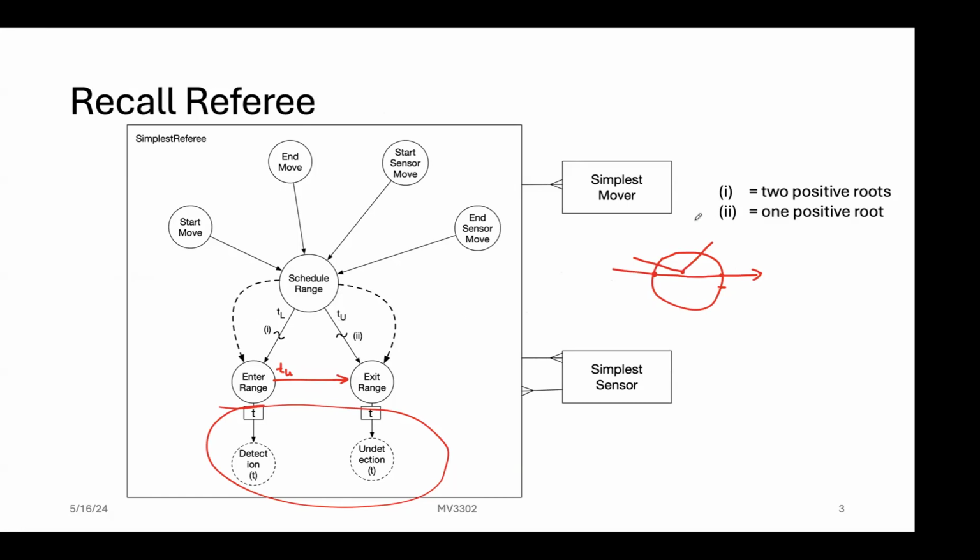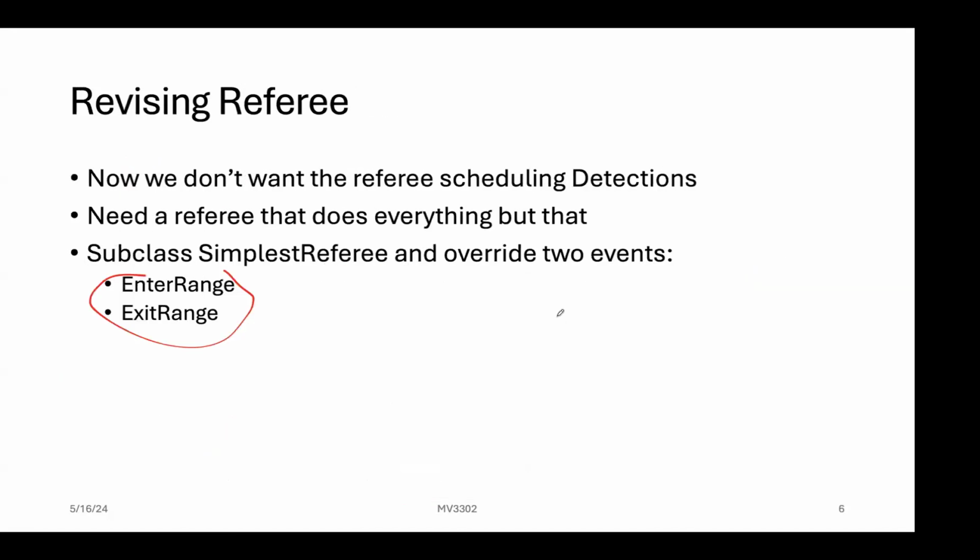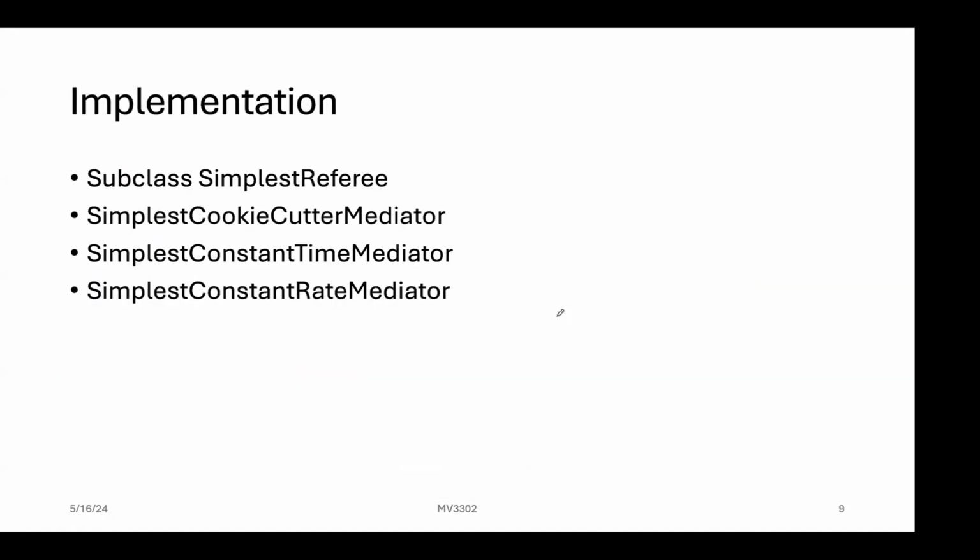No, because the condition here is that we only have one positive root, whereas at this point we had two positive roots. So, it's a good point, but yeah, it turns out we have to. Let's look at the implementation.